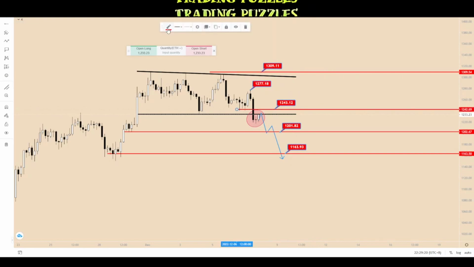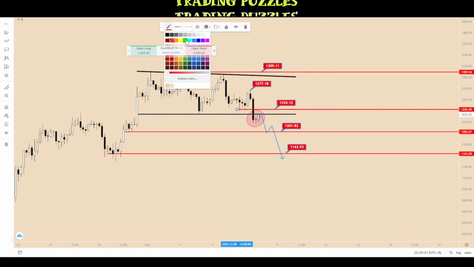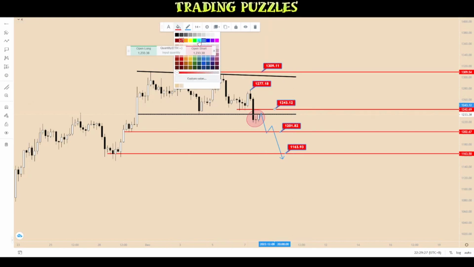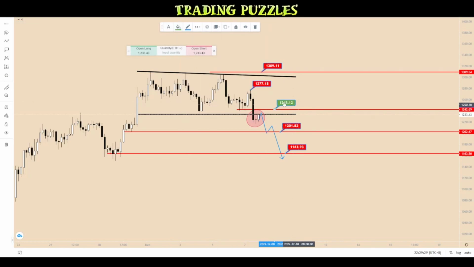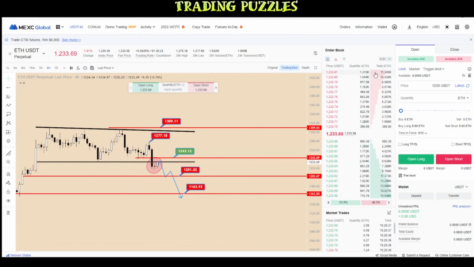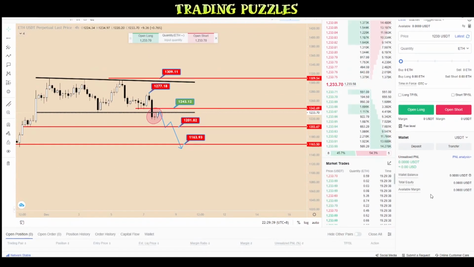The entry point that I'm actually looking at will be in this area. So let's make it with green. 1243, and the price should continue lower after that. So let's go in our trading platform. I'm going to look at the left side right now. As you can see on my future trading part, I don't have anything at all.